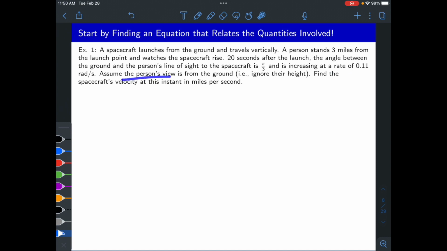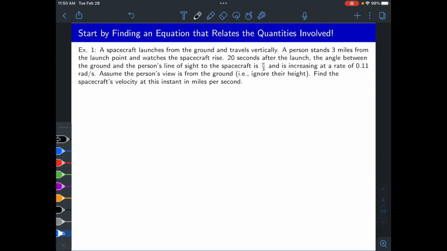Let's assume that the person's view is from the ground. So in other words, we can ignore their height. Typically their view would be like 5 or 6 feet off the ground, but we'll ignore that and find the spacecraft's velocity at that instant in miles per second.